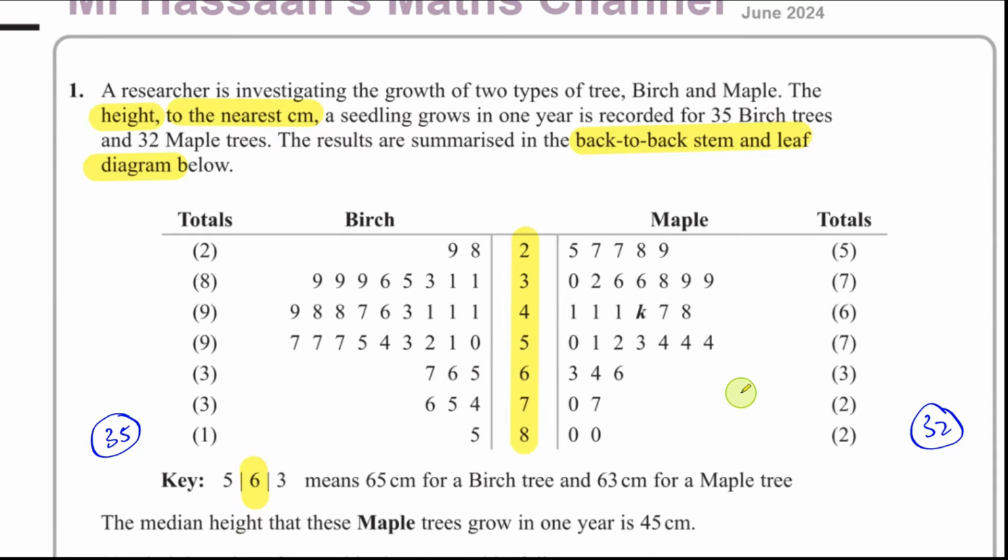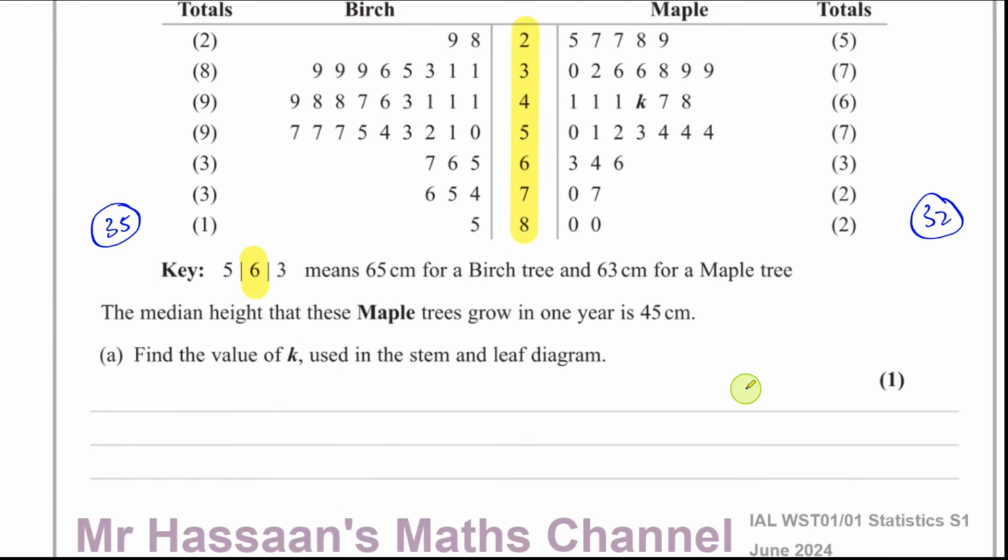Now it says the median height that the maple trees grow in 1 year is 45 centimeters. Find the value of k used in the stem and leaf diagram. The median height is the height right in the middle of the data. For the maple trees, the median height is 45 centimeters, and we have to use that information to find the value of k. The median is given the notation Q2, the second quartile, the one that's right in the middle.